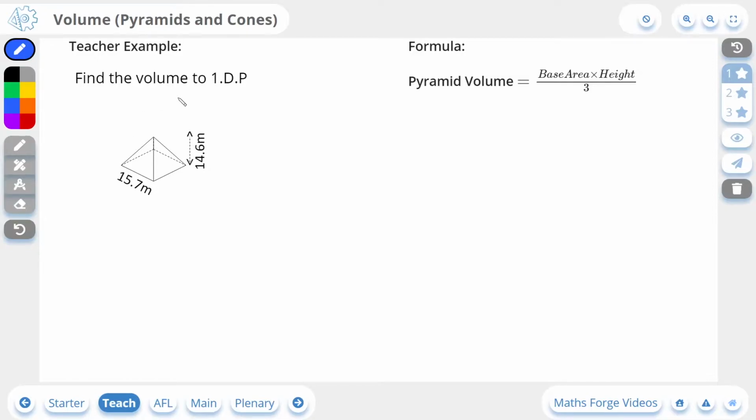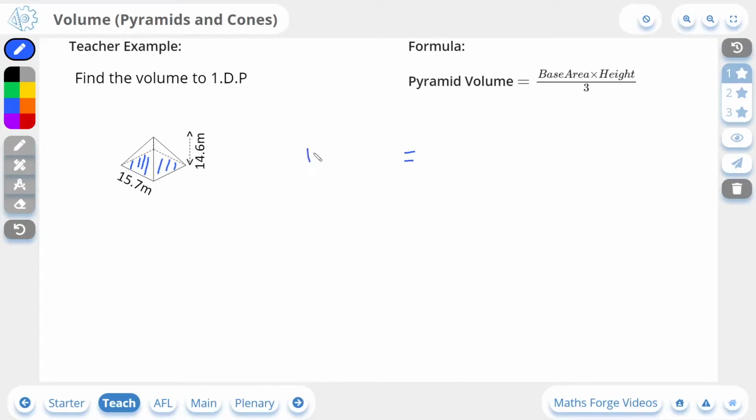Here we're being asked to find the volume to one decimal place of this square-based pyramid. The formula for a pyramid volume is the base area, so the area of the square base, times the height, which is this 14.6, and then all of that divided by 3. So let's see what this looks like when we calculate it.